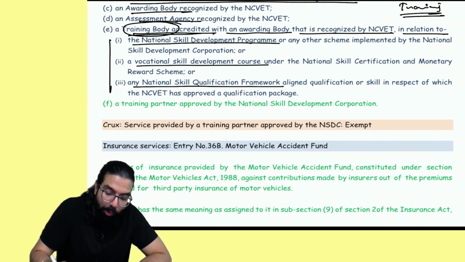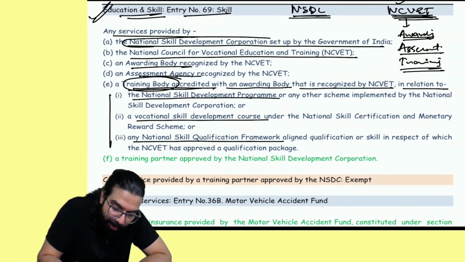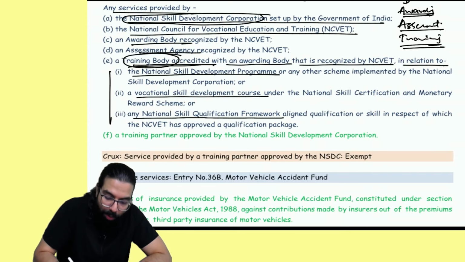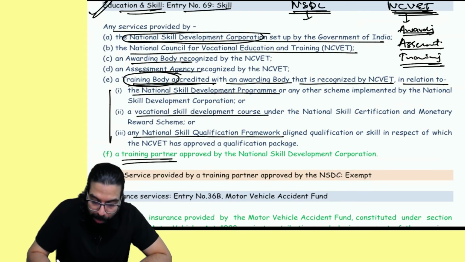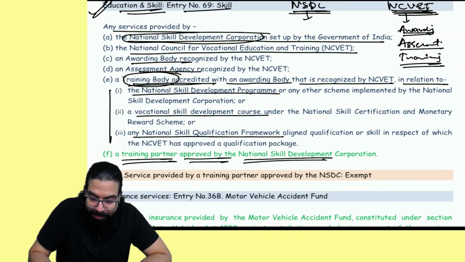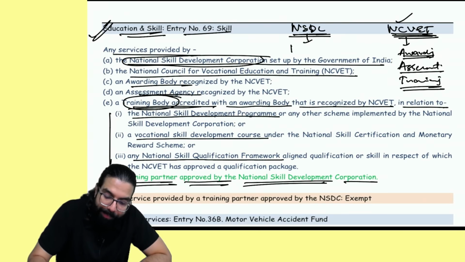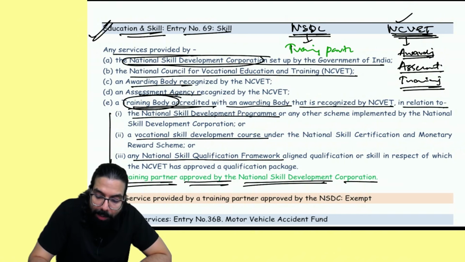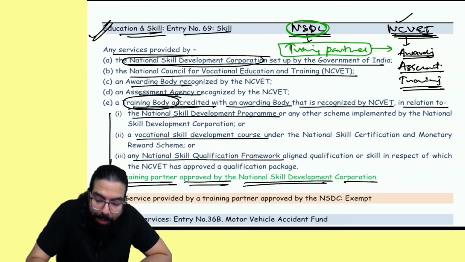Correct. Now they have also told that under the NSDC, if there is a training partner which is approved by the National Skill Development Corporation. So now the amendment is there: if I am a training partner under the NSDC and I am providing training to people, and I am accredited under whom?